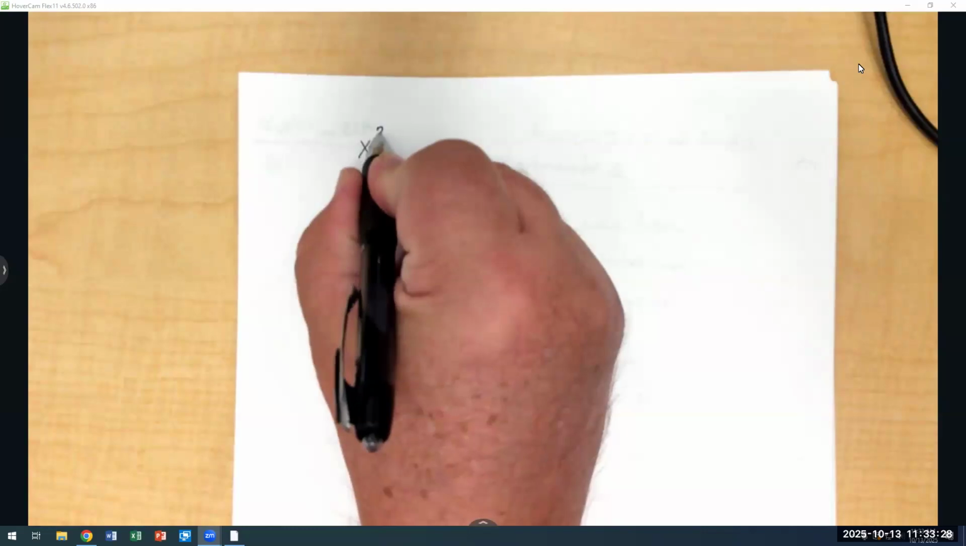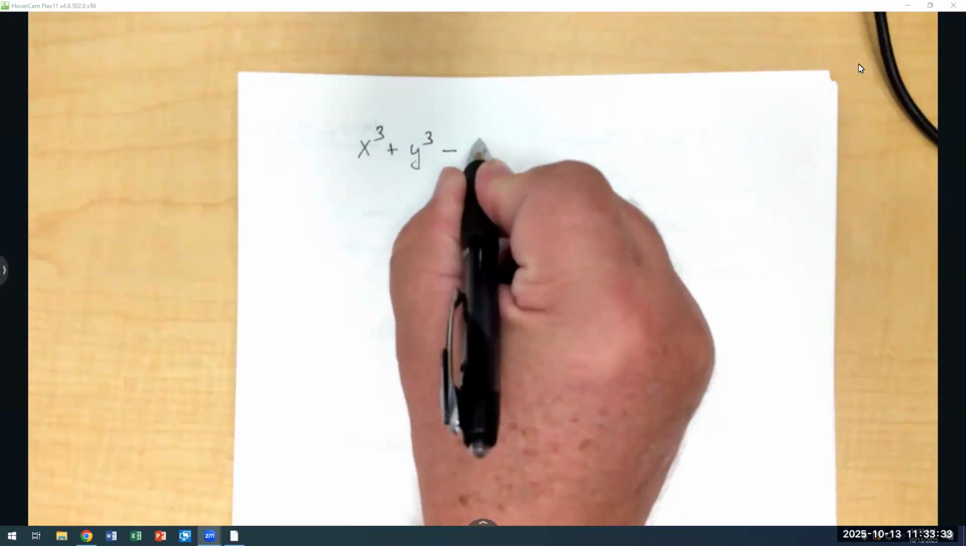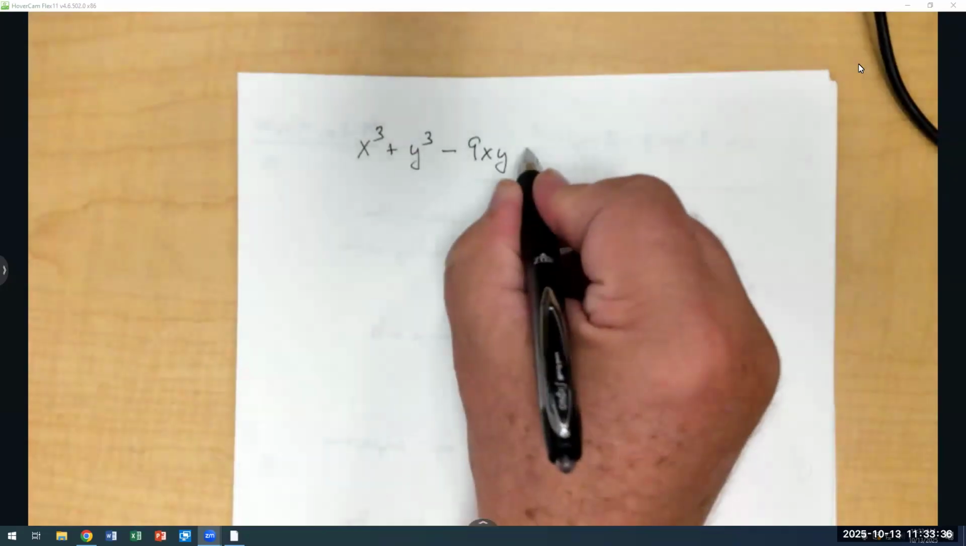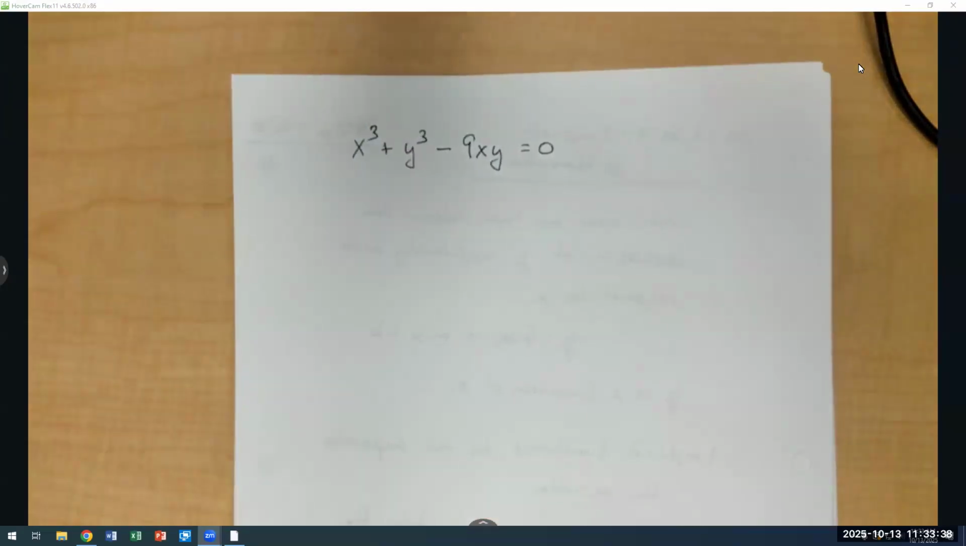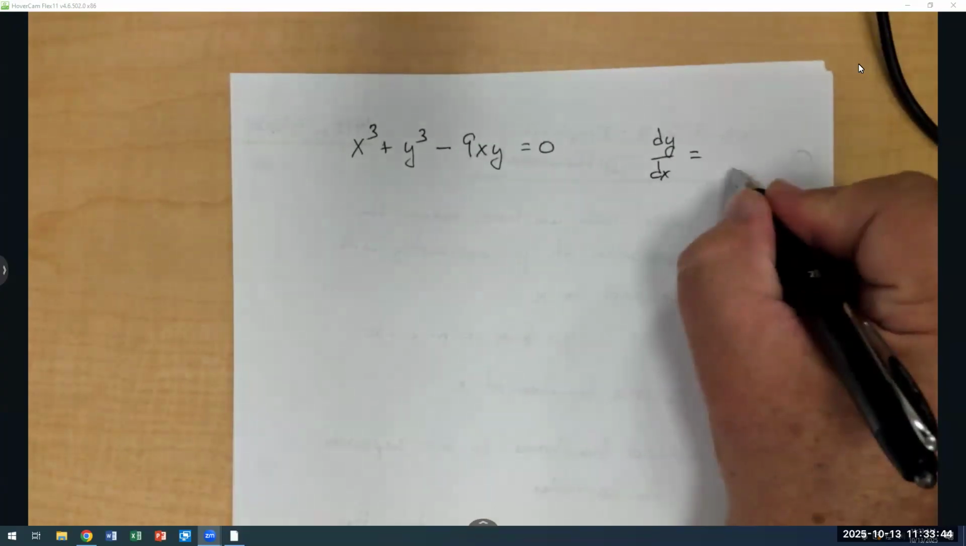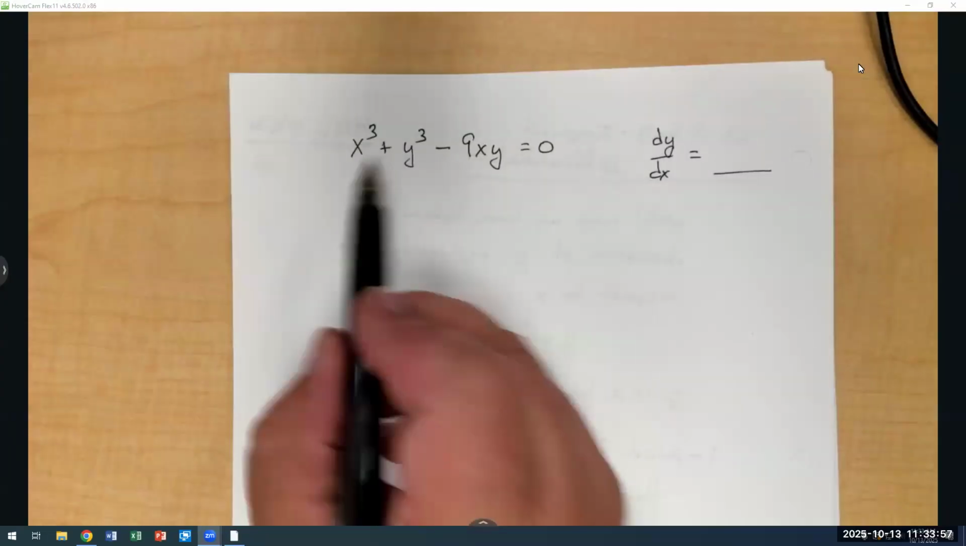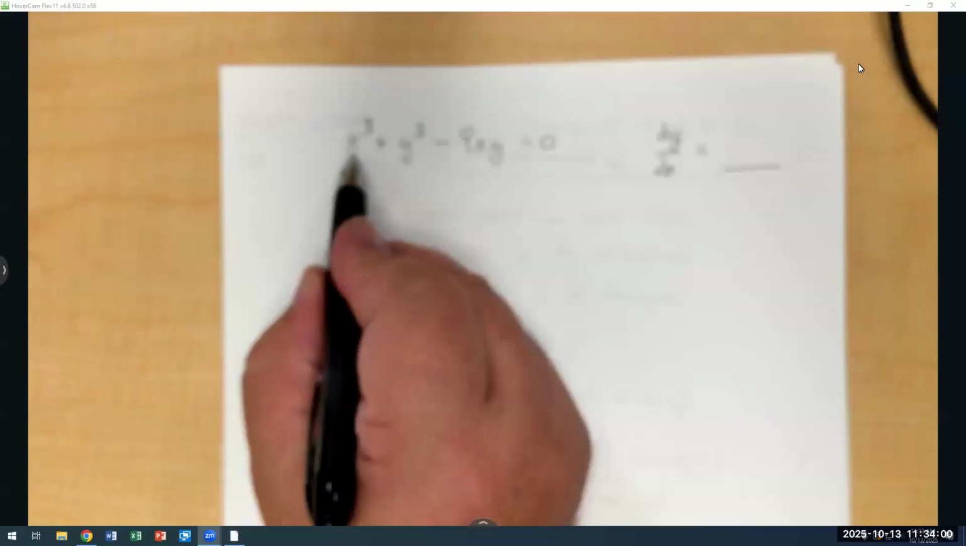So let's look at this. I need a whole bunch of room. So we have x cubed plus y cubed minus 9xy equals 0. We're looking for dy dx. Again, it's going to be the algebra part that's going to be the most tricky part here. The calculus part is just straightforward. So let's take a derivative of each part. So what's the derivative of x cubed?